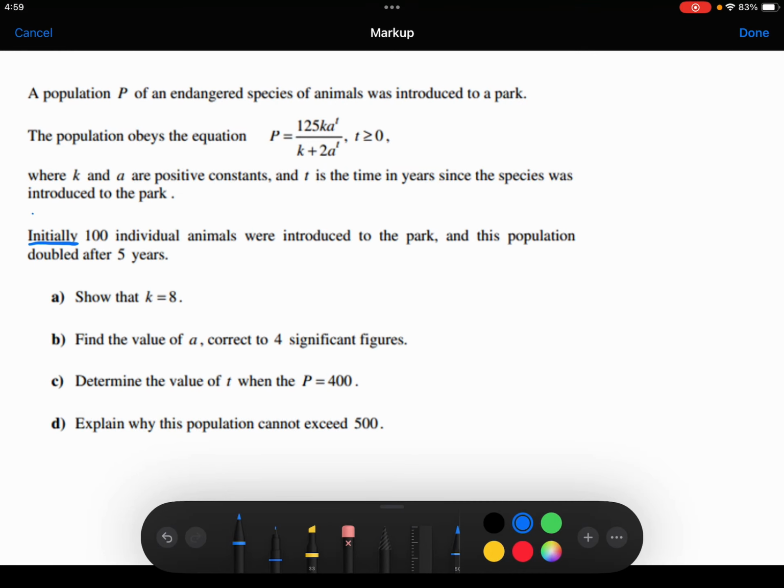Initially, so that's when t is 0, there were 100 individual animals, so the population is 100. So let me substitute this information into the equation. P is 100 when t is 0.